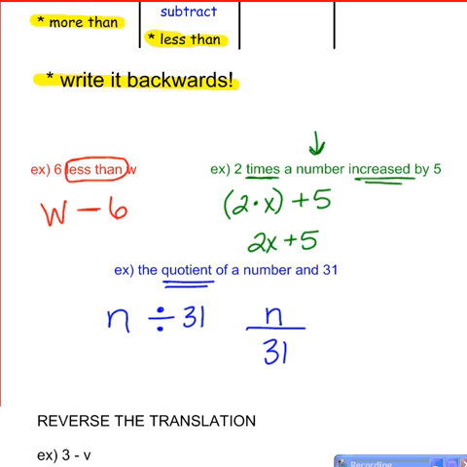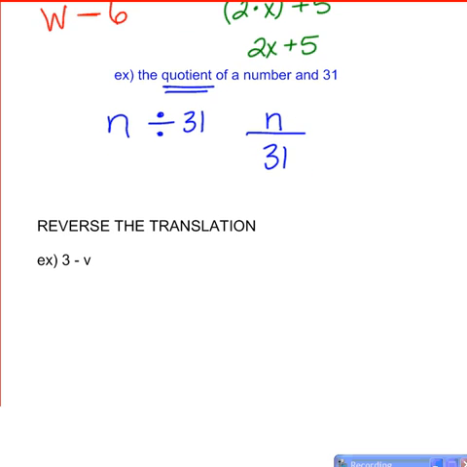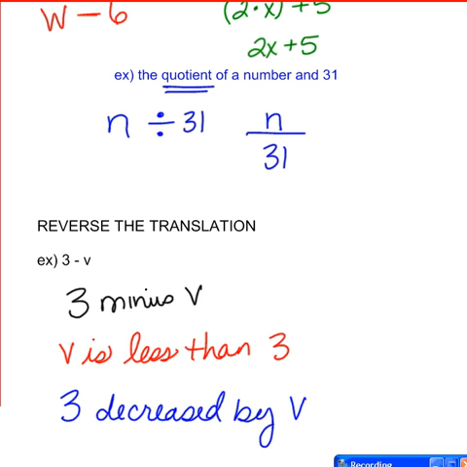Now let's reverse the translation. Let's take an algebraic expression and write what it represents. So there's a couple of ways that you can write an answer to this. The first one, when I'm looking at this, I would say, to explain this expression, 3 minus v. So 3 minus v.